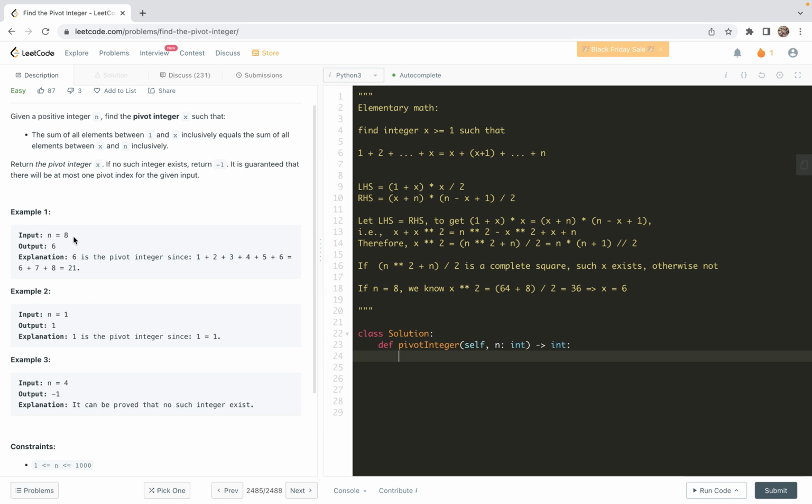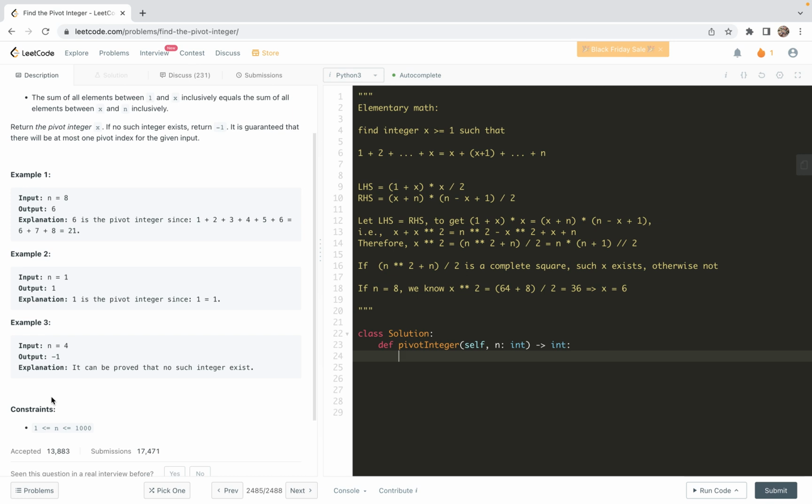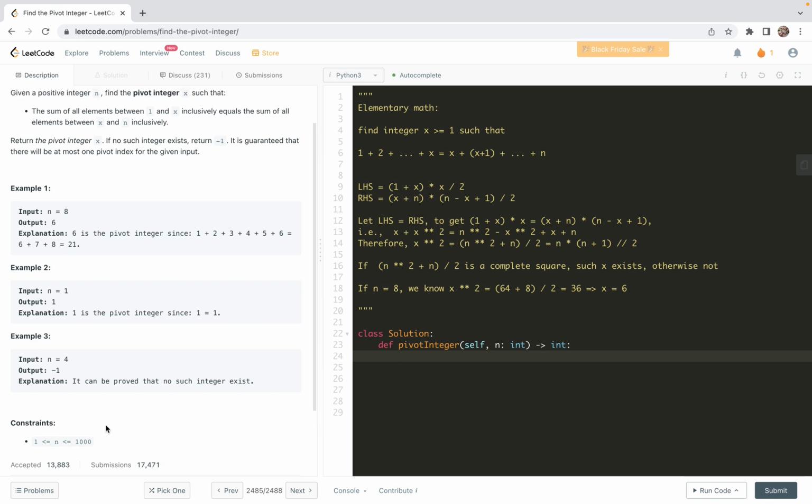So here are three examples. When n equals 8, the output or return is 6. When n equals 1, obviously the output should be 1. When n equals 4, that's -1. So here the n actually is between 1 and 1000. But that's not very essential for our method.